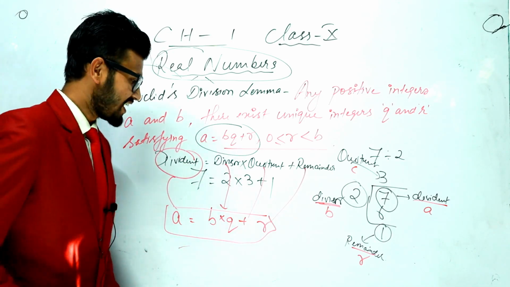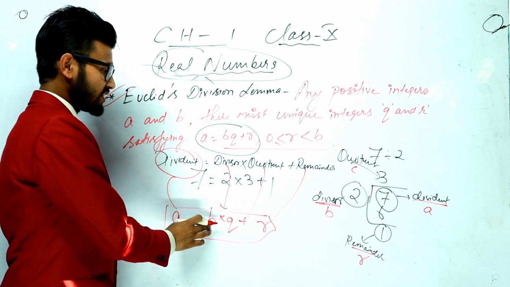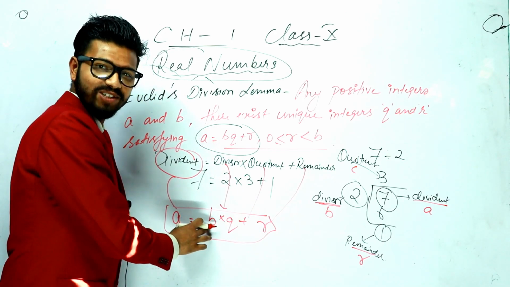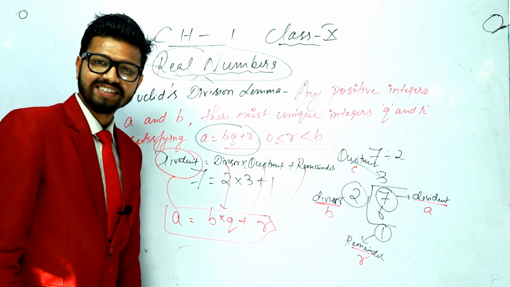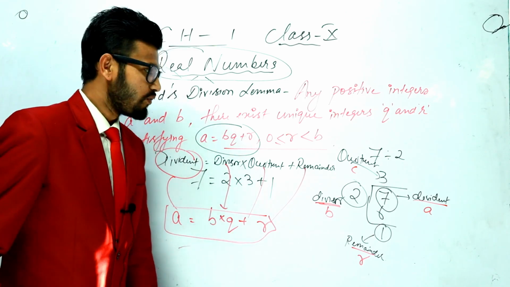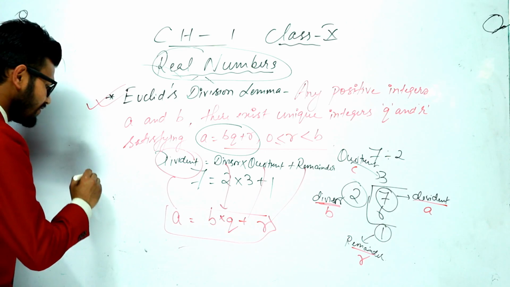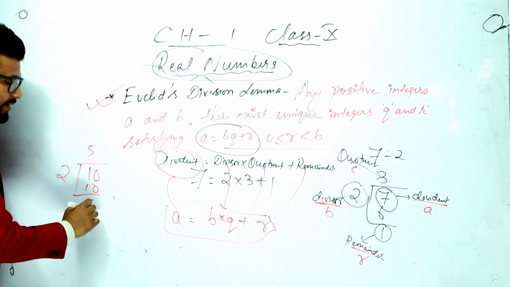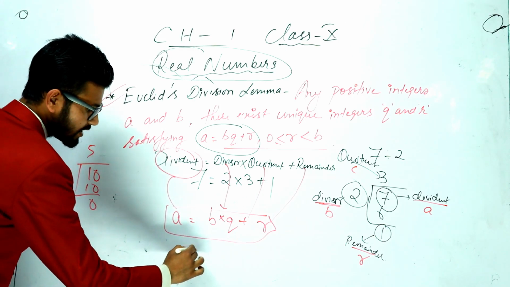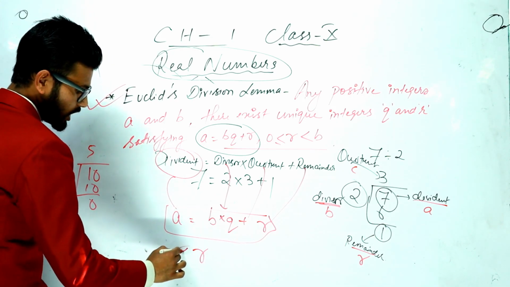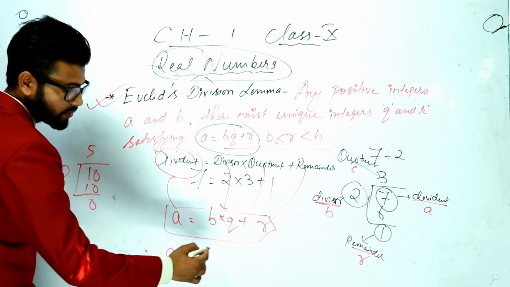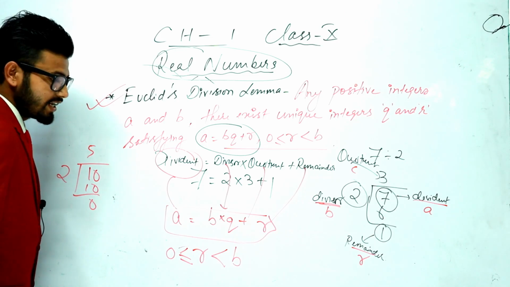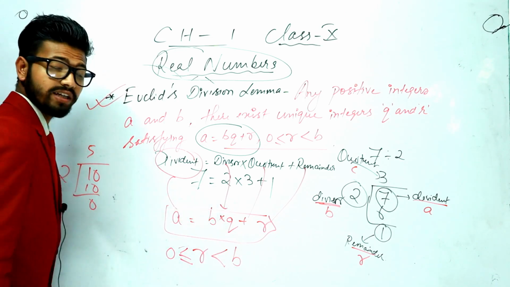And we already know that the remainder cannot be more than the divisor, and also not less than 0. It can be equal to 0. For example, if it is a complete factor, suppose I divide 10 by 2, 2 fives are 10. Here the remainder is 0. That means the remainder should be equal to 0 or more than 0, and it should be less than the divisor. It cannot be more than the divisor.